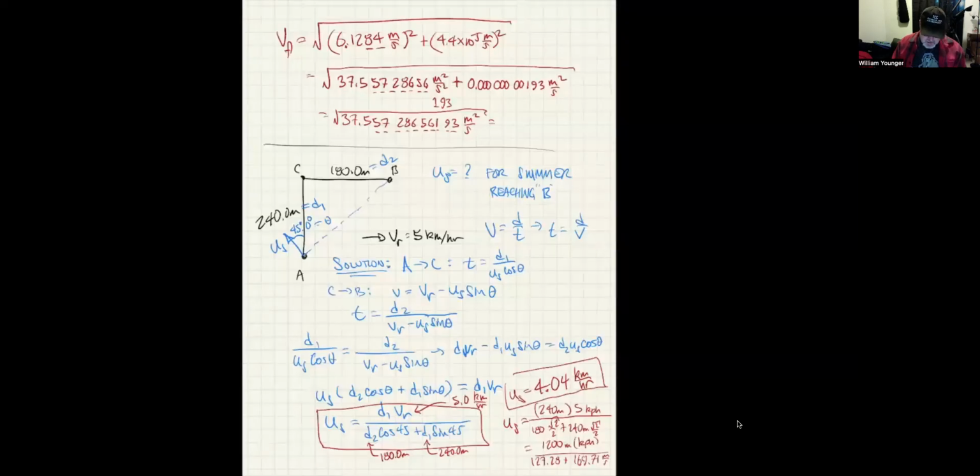Okay, one more screen share, because I did plug in the numbers. And when I plugged in the numbers for the final velocity in the red over here, notice how the meters can all cancel out and it will just come out in kilometers per hour. So I put in D1 being 240 and D2 being 180. And if I did that consistently correctly, which it looks like I probably did, then 4.04 kilometers per hour is the swimmer's necessary velocity, which is actually pretty good.